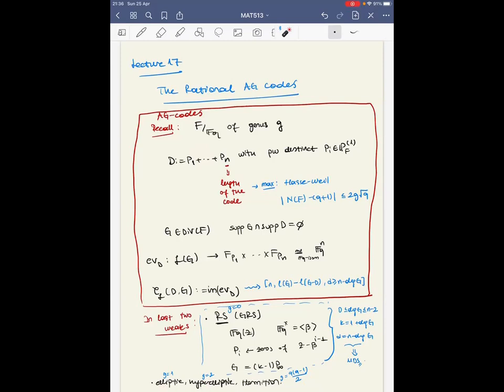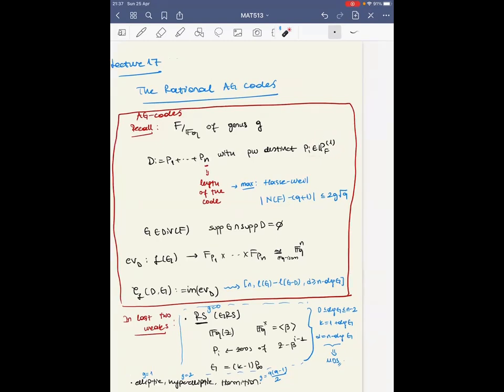But if we are able to fix this n, and if we are able to compute the dimension of L(G) or L(G minus D), depending on whether the evaluation is an injection or not, we are able to estimate the parameters by using the Riemann-Roch theorem. So in this lecture, I want to turn back to the genus 0 case, because now we will see that Reed-Solomon codes and generalized Reed-Solomon codes are not the only algebraic geometric codes which are derived from rational function fields.